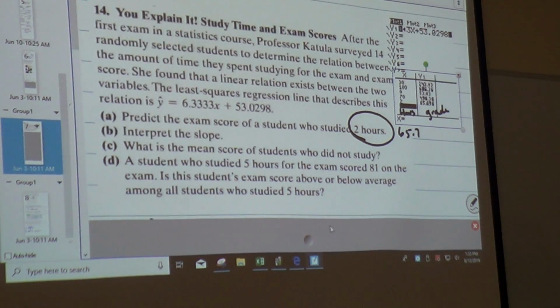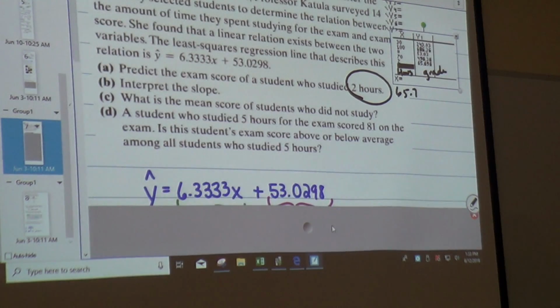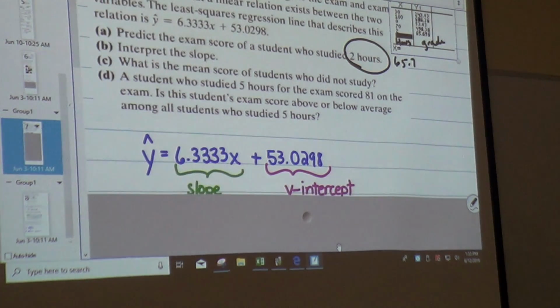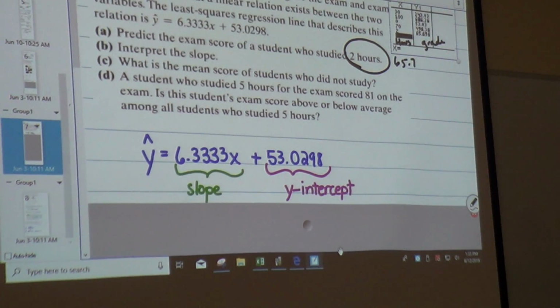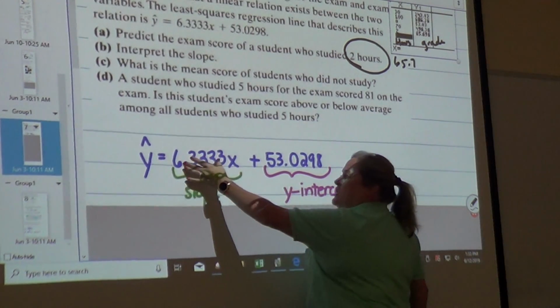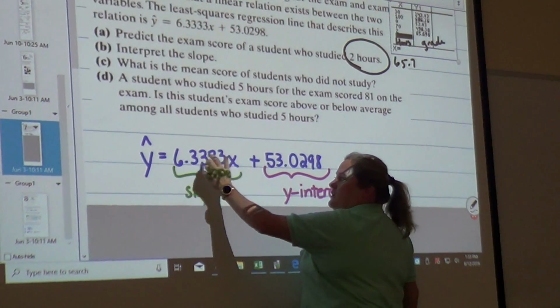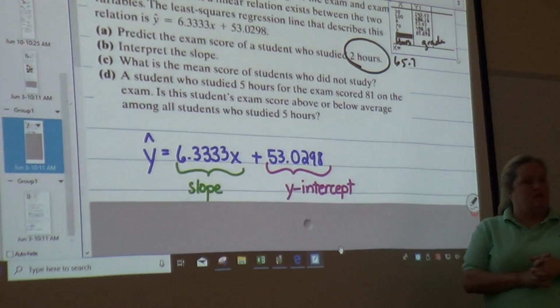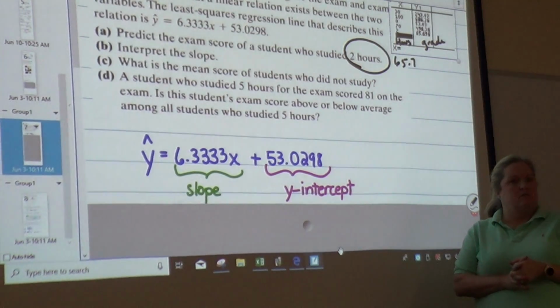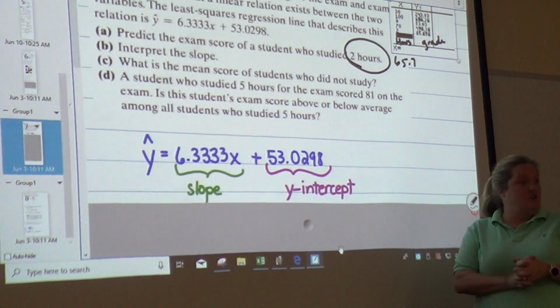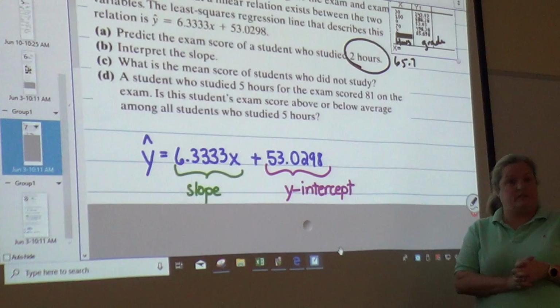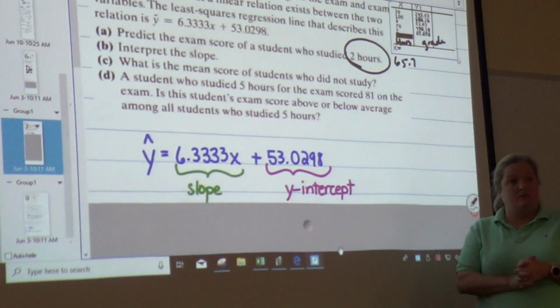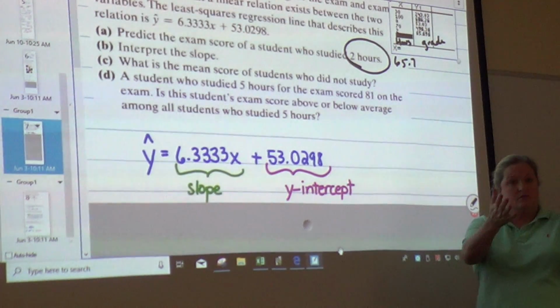Mm-hmm. All right. Now, the next thing it says is interpret the slope. The formula is y equals ax plus b. So the slope is the number in front of the x. So what does that slope mean? Well, it's positive. So that means your grade's going to do what? Increase. Go up. The more hours you study.